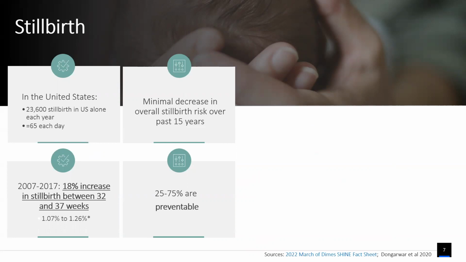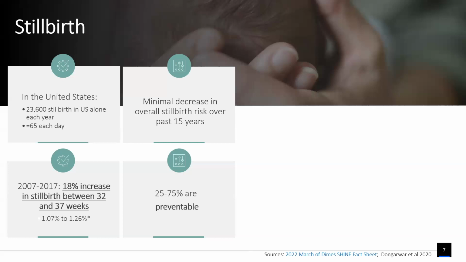In fact, between 2007 and 2017, there's been an increase of 18% stillbirth risk during that gestational age window of 32 to 37 weeks, which is really like the core late preterm area where you have a chance to salvage a fetus that has a reasonable outcome if you know when to intervene.